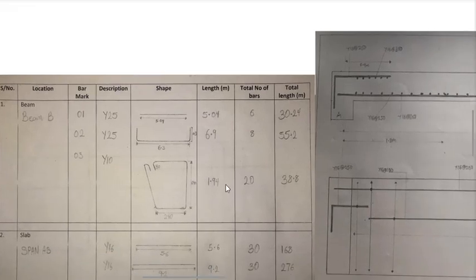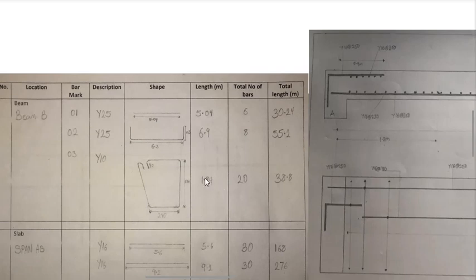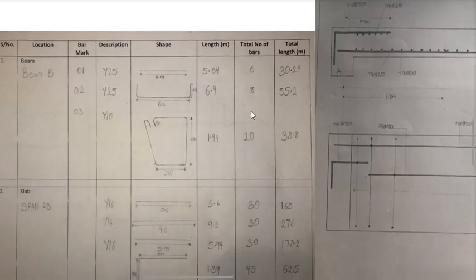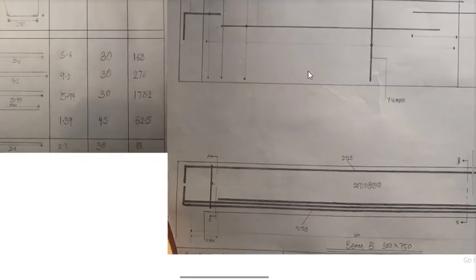So yeah, I got 1.94 meter after adding everything together. Then we need 20 of these bars, as I said earlier. Then the total length of the reinforcement that is required for the link is now 38.8 meter for the whole span.